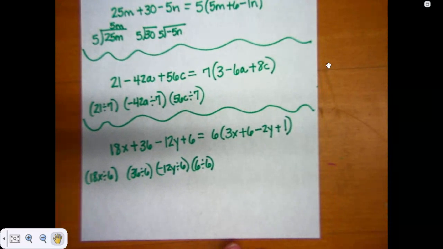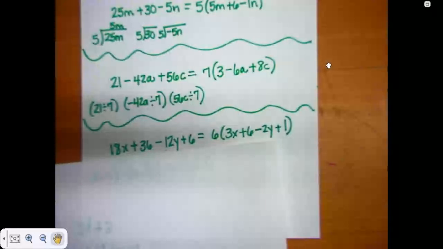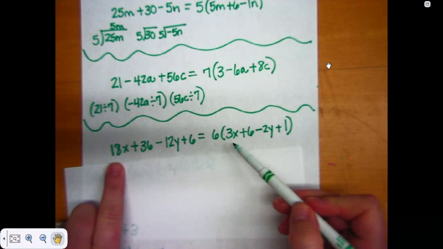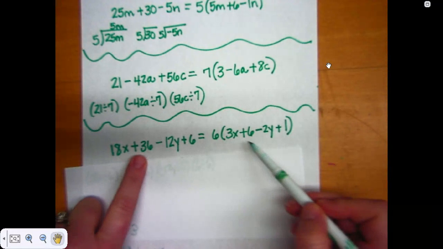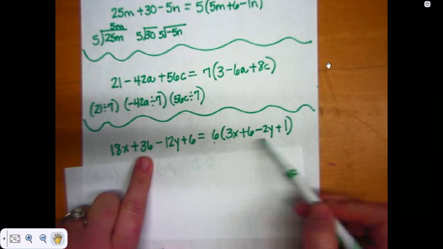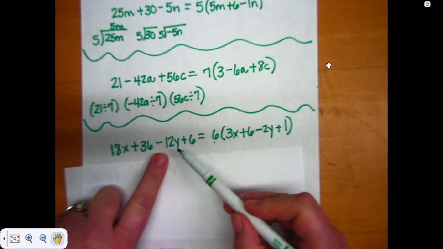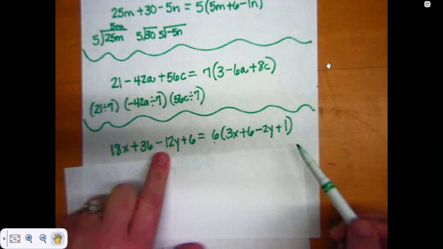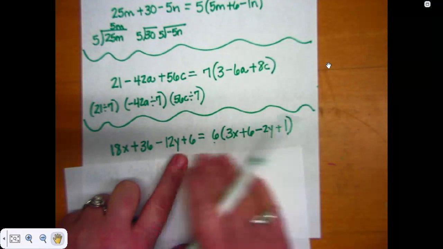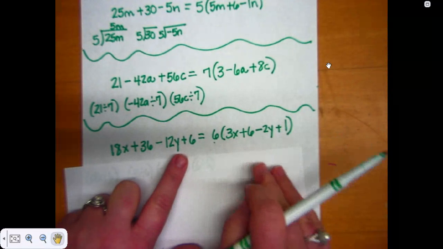So let's go back and let's see if these are equivalent. 6 times 3x is 18x. 6 times 6 is positive 36. 6 times negative 2y is negative 12y. And 6 times 1 is positive 6. So that tells me that I am correct.